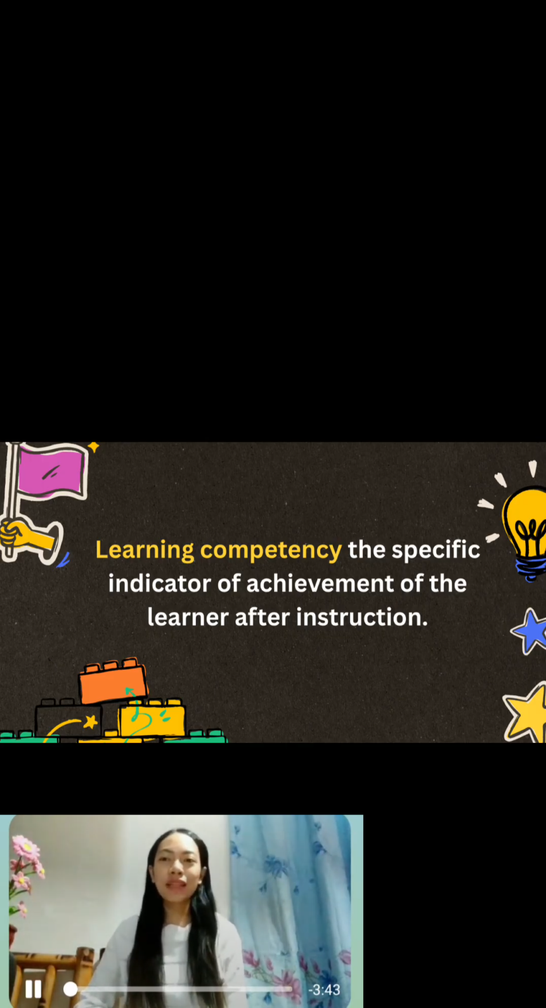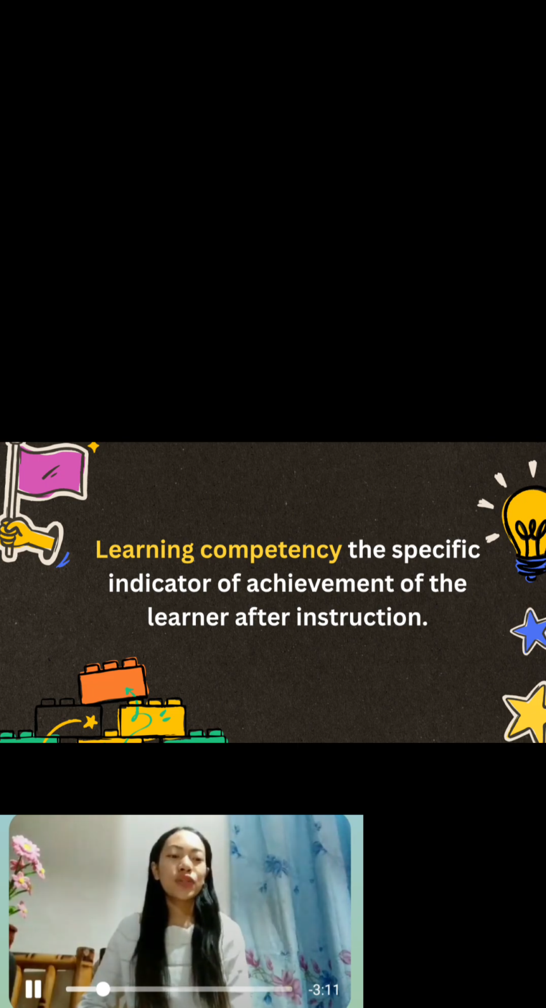Now let's proceed on the learning competencies. So when we say learning competencies, it is the specific indicator of achievement of the learner after instruction. So the learning competencies are the specific skills, knowledge, and abilities that are expected to learn and demonstrate after a lesson or activity. So they describe what learners should know and what they should be able to do. So learning competencies in simple terms are the target or learning goals.